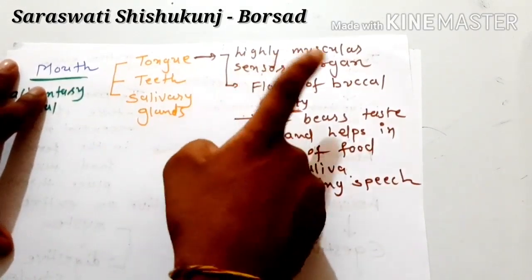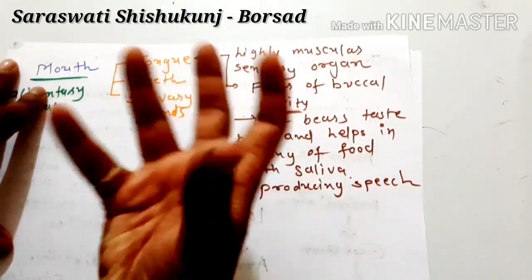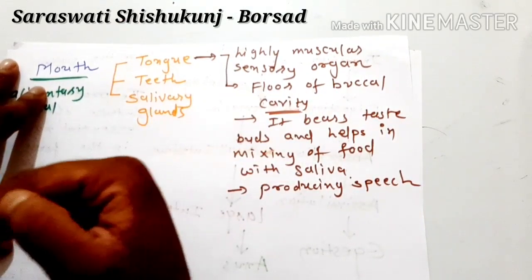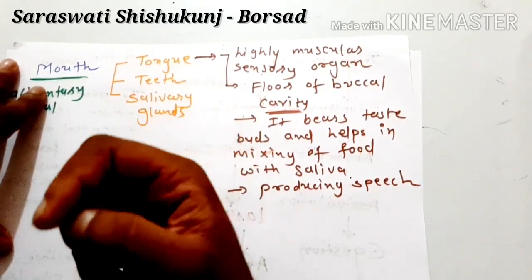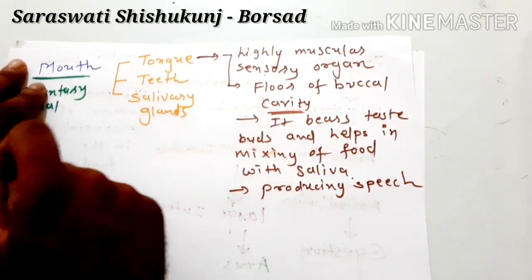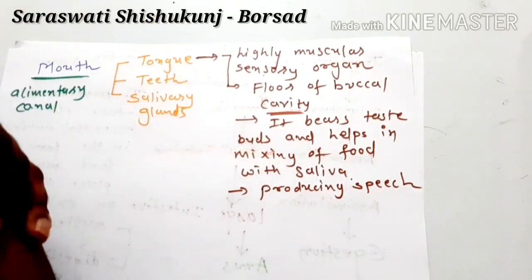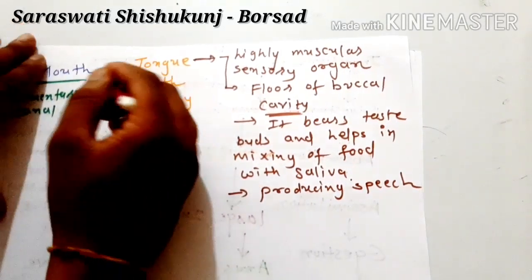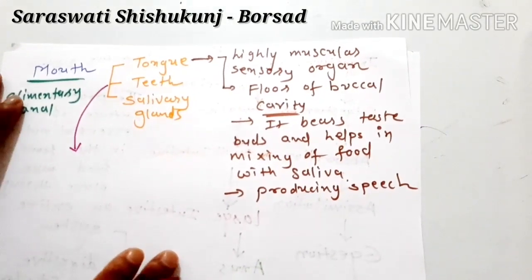Again, the tongue is a highly muscular sensory organ. It is located at the floor of our buccal cavity, the cavity of our mouth. Its function is to bear taste buds, right? We have different tastes due to the tongue only, so the tongue is responsible for taste. It also mixes the food with the saliva which is secreted in our mouth, and it is helpful in producing speech.